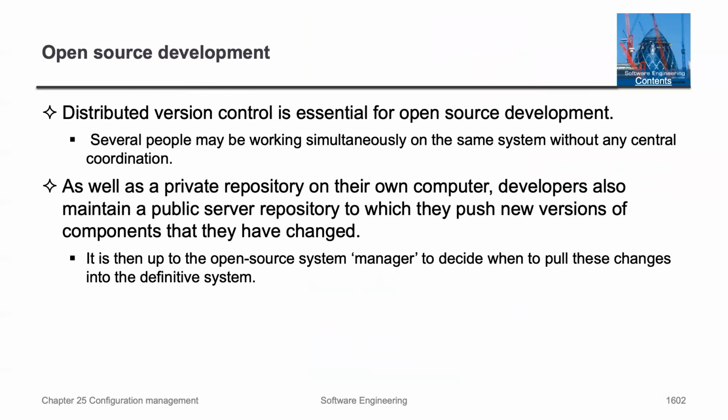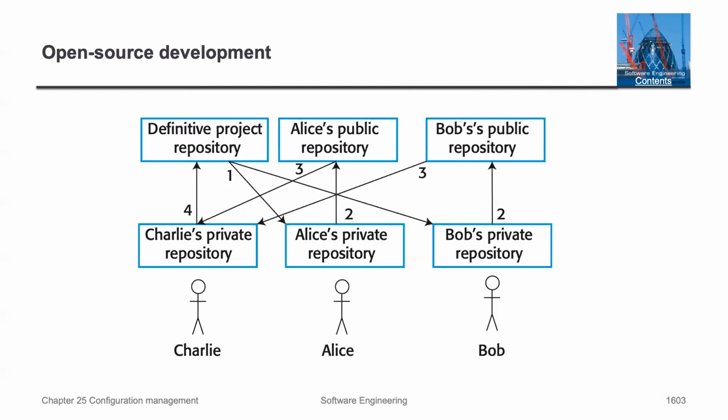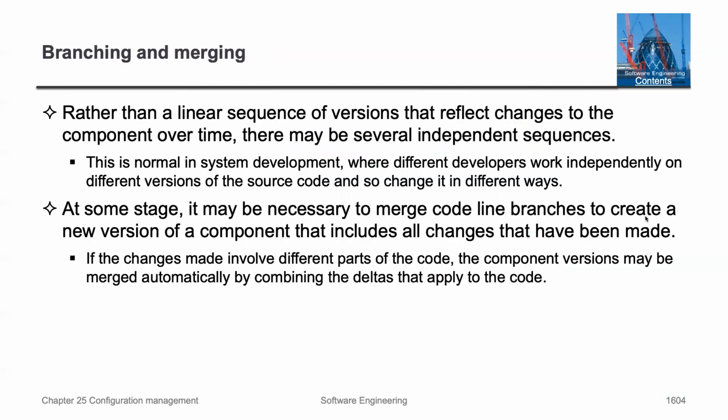Distributed version control is essential for open source development. Several people may be working simultaneously on the same system without central coordination. As well as a private repository on their own computer, developers also maintain a public server repository to which they push new versions of the components that they have changed. Here is an illustration of how open source development can work with a repository that, say, 3 different developers are working on. And so that gives you an idea how that would look.